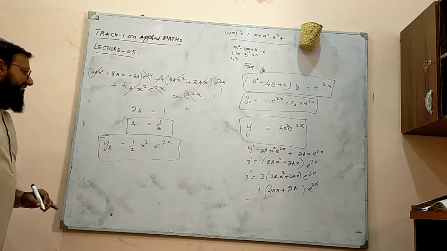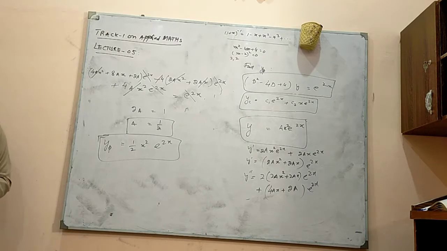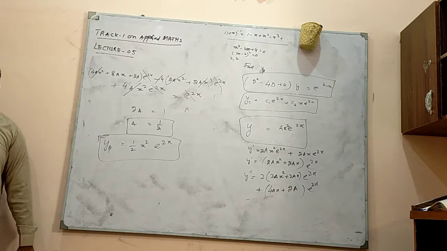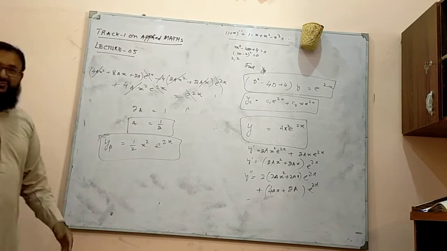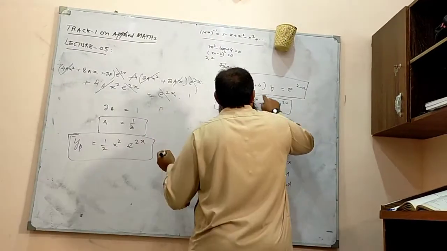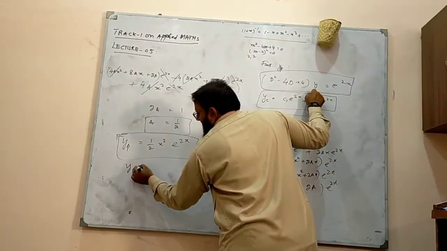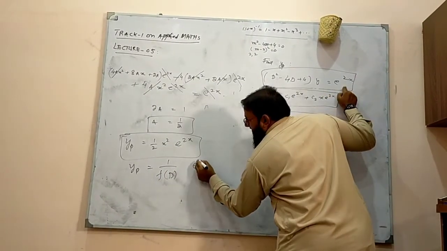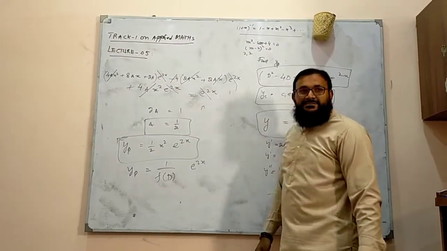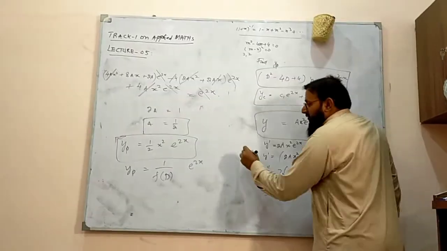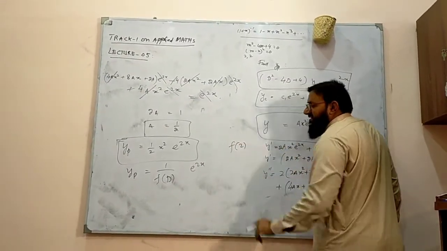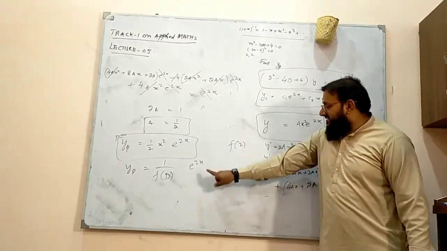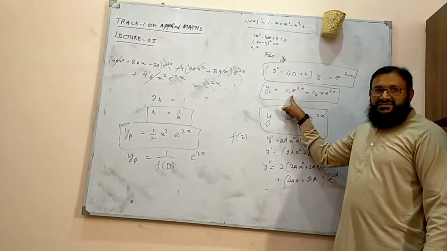I don't believe that this is going to be right, so we should check whether it's right or not. We know very well from the previous method we have 1 over f of D e raised to x. You know very well f of 2 is going to be 0, because this particular thing appears in yc.